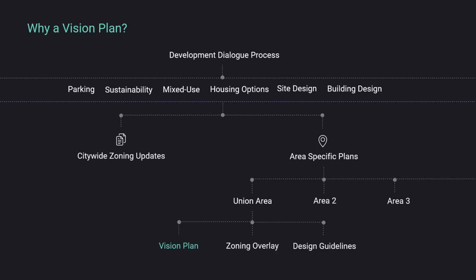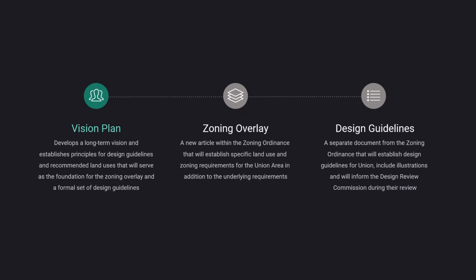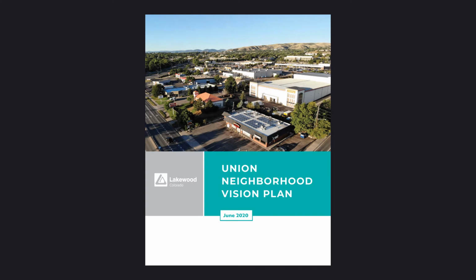To understand and address the land use and design concerns for Union, the process has three elements: a vision plan, zoning overlay, and design guidelines. The vision plan identifies the vision for Union in terms of land use and building design. The zoning overlay and design guidelines are planning tools to achieve this vision and codify or formalize the changes. The next step would include additional community meetings. The next slides will focus on the vision plan and briefly summarize the process and recommendations.